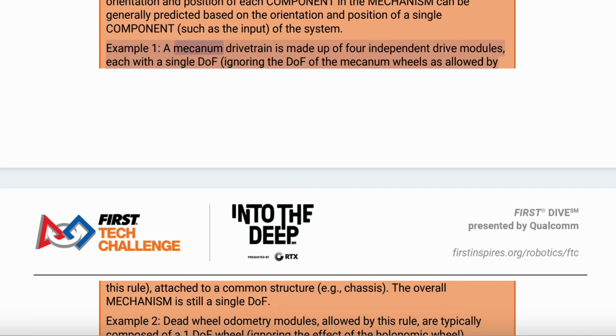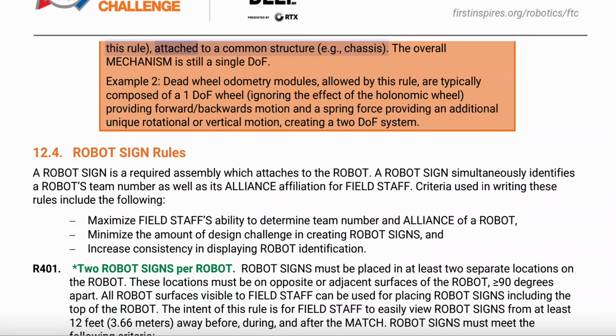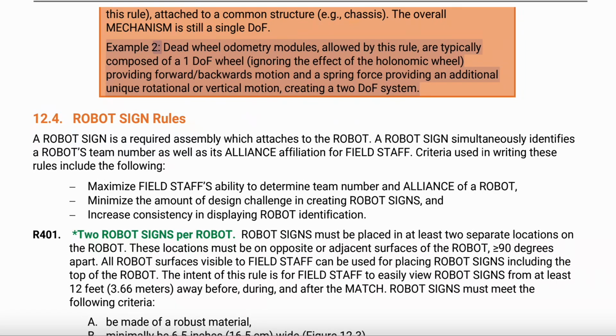Example 1. A Mecanum drivetrain is made up of 4 independent drive modules, each with a single DOF ignoring the DOF of the Mecanum wheels as allowed by this rule, attached to a common structure, e.g. chassis. The overall mechanism is still a single DOF. Example 2. Dead wheel odometry modules, allowed by this rule, are typically composed of a 1 DOF wheel ignoring the effect of the holonomic wheel, providing forward-backwards motion, and a spring force providing an additional unique rotational or vertical motion, creating a 2 DOF system.